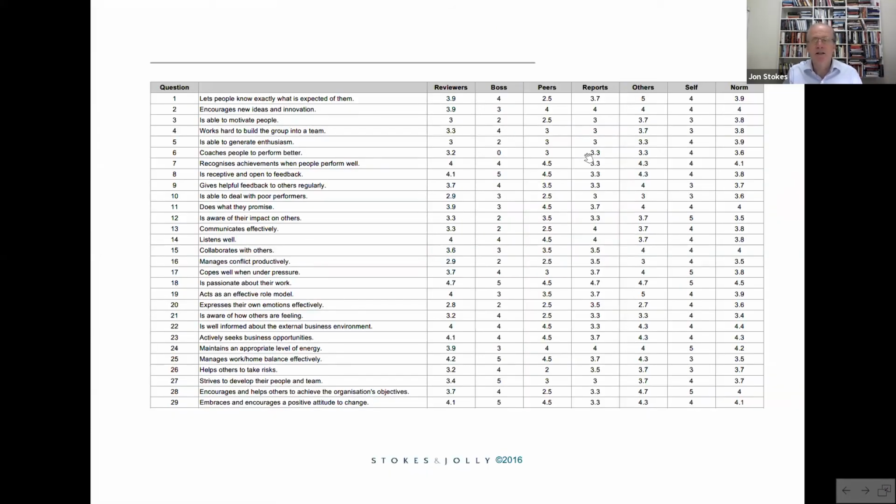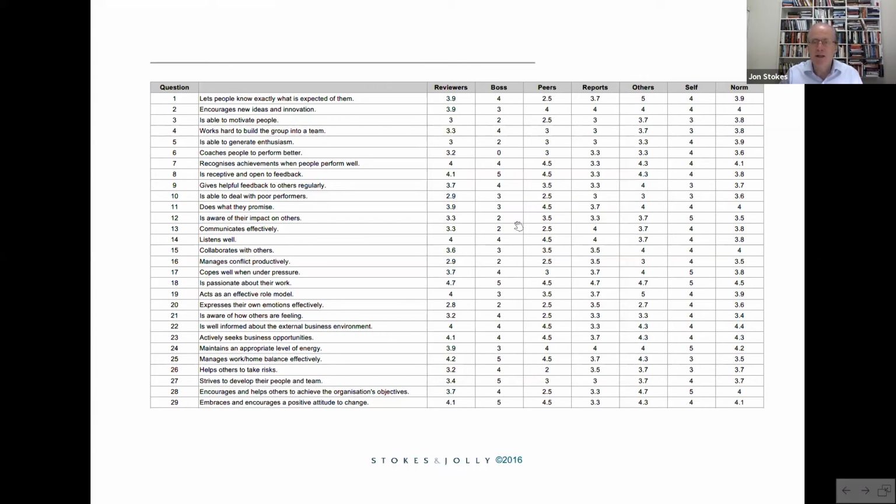Next is the table, which shows all the scores. And here we can see that some of the peers are giving lower scores in some cases, not in all cases, higher in some. So interesting variations between the average, the boss, who again gives a wide range, able to motivate, boss says 2, reports say 3, so these are all relatively lower.